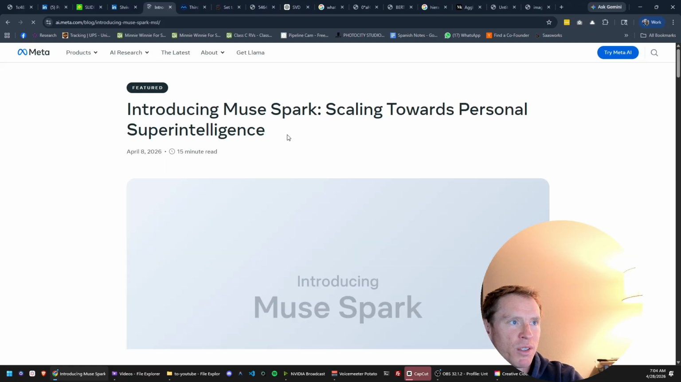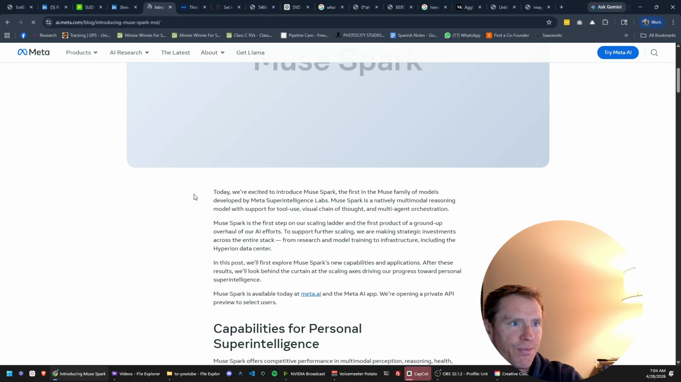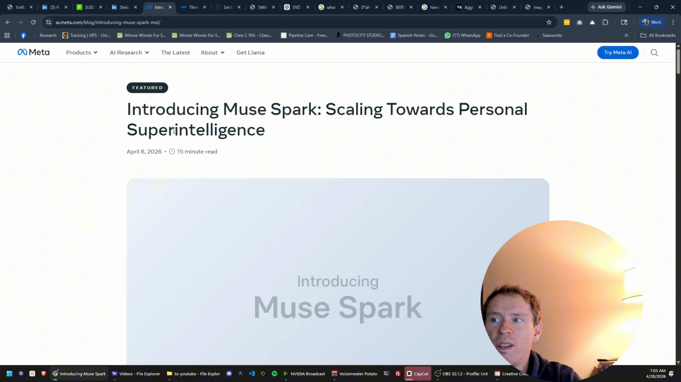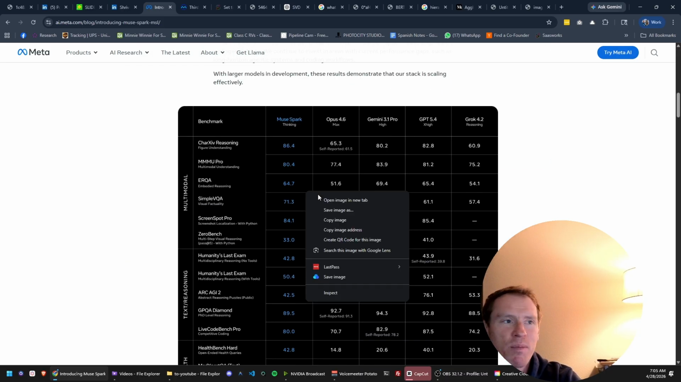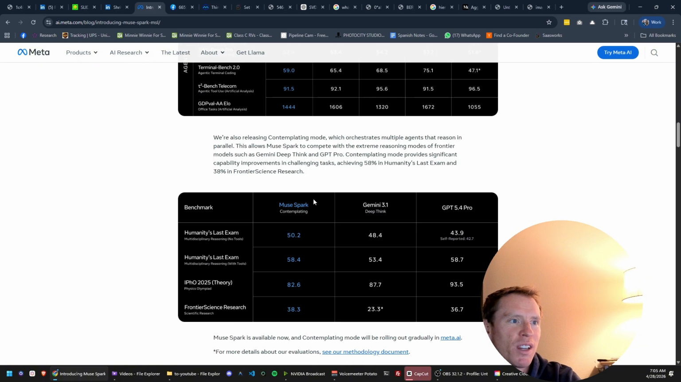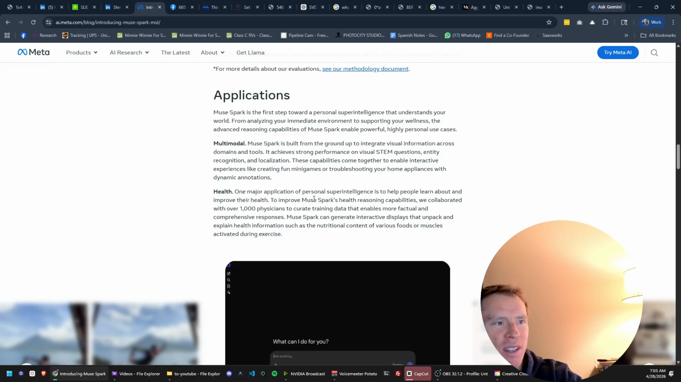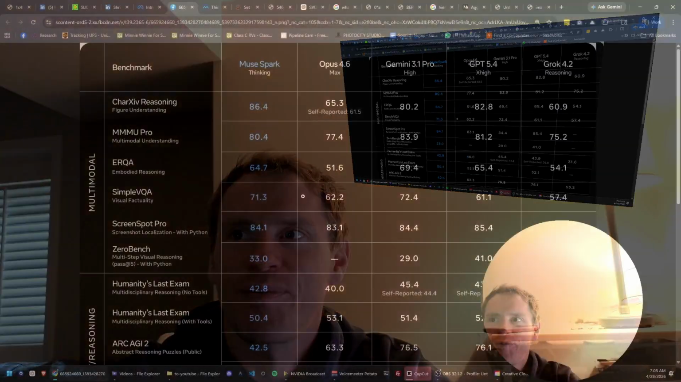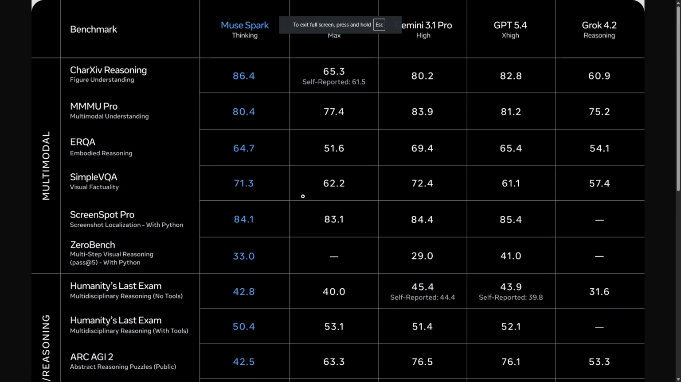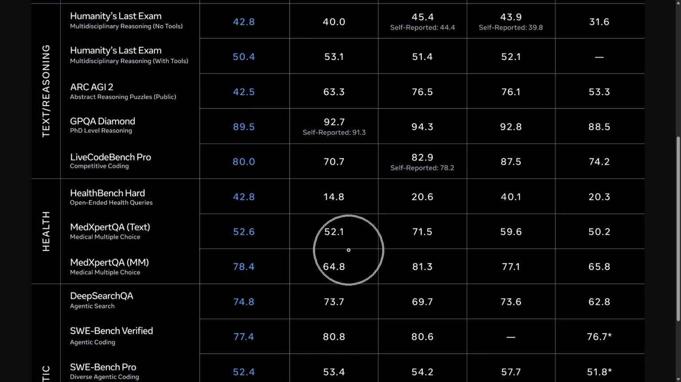Scaling toward personal superintelligence. Well, this is a pretty incredible find. So check this out. This was released 20 days ago, and they're claiming that on this benchmark, we'll pop this open full screen, it beats every single existing model. I think at the time, Opus 4.7 had not dropped. But it's saying that it beats basically everything, which is kind of interesting.